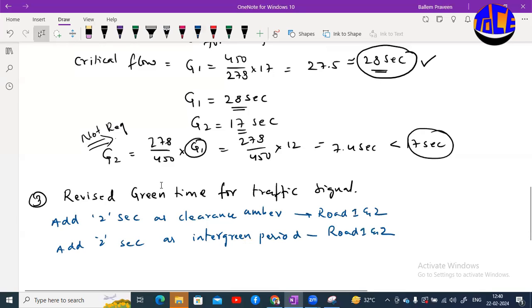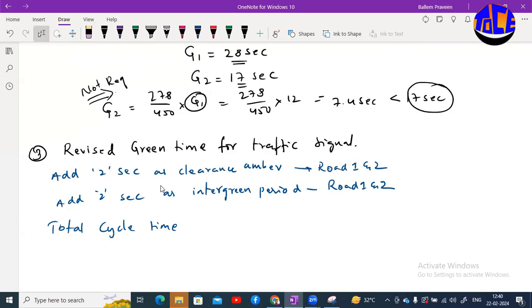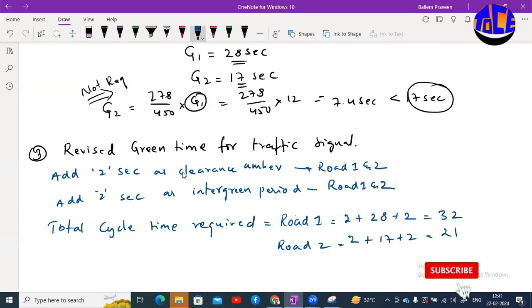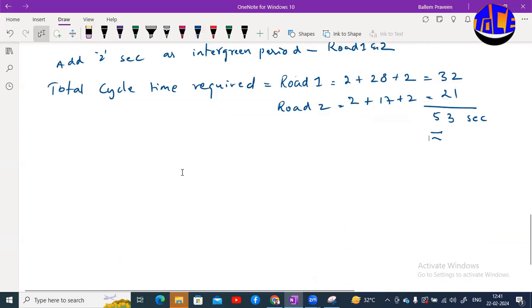Okay, now the total cycle time required. So for road 1, 2 seconds of amber plus 28 seconds of green time and 2 seconds of intergreen period. So the total will be 32 seconds. And for road 2, 2 seconds is amber, 17 seconds is green time and 2 seconds is the intergreen period. Total 21. So the total will be 53 seconds. So let it be 55 seconds. Let us round it to 55 seconds.